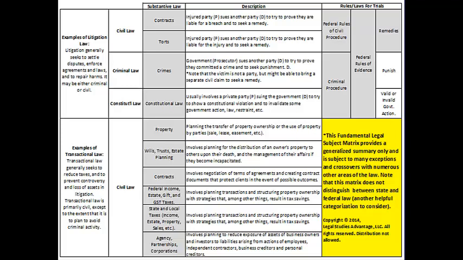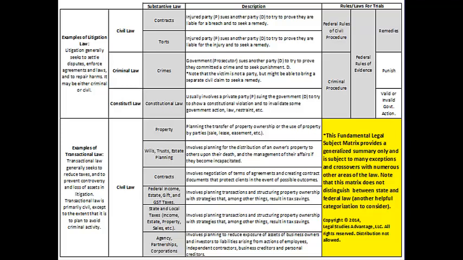Here are several examples of transactional law. Transactional law generally seeks to do things like reducing taxes and to prevent controversy or loss of assets in litigation. Transactional law is primarily civil, except to the extent that it is to plan to avoid criminal activity. Let's take a look at several examples of courses you may encounter in law school that have to do with transactional law. Please note, as we already stated, that most of these subjects fall under civil law.